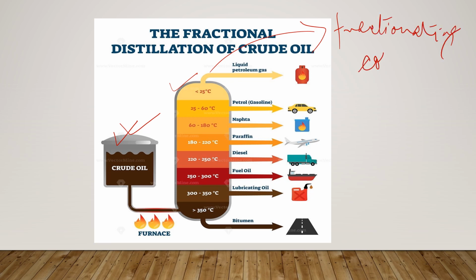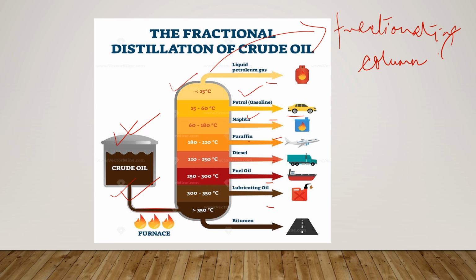The crude oil is kept on heating until it vaporizes, and the fractionating column is fitted with horizontal trays. As the vapors of crude oil rise, they are allowed to condense to obtain various fractions. The different components of petroleum have different boiling points.